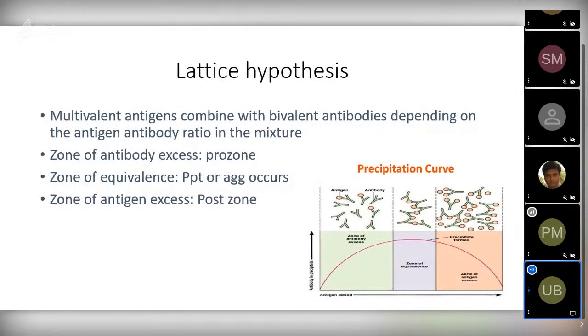And usually the antigen is multivalent, or the epitopes are numerous on the surface of the antigens, but antibodies are only bivalent. They have only two antigen binding sites. And this antigen antibody ratio is very much important for the agglutination or precipitation to occur in an observable manner.